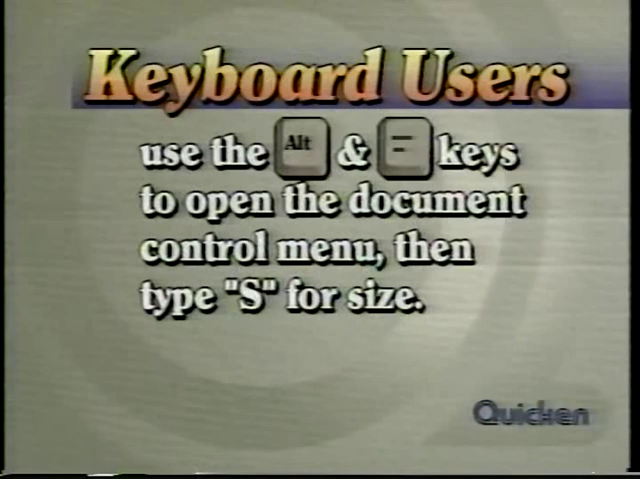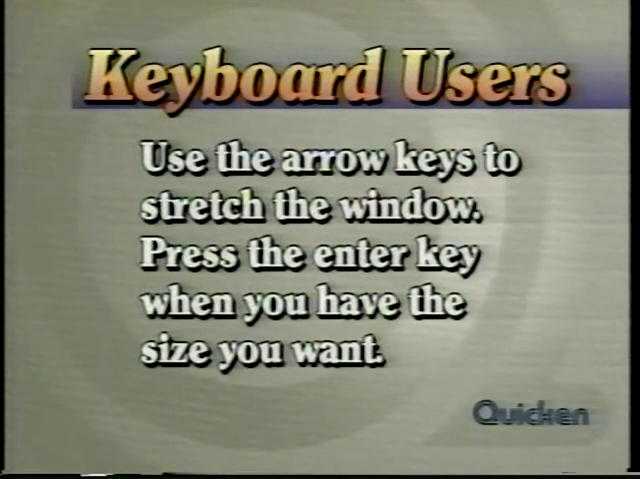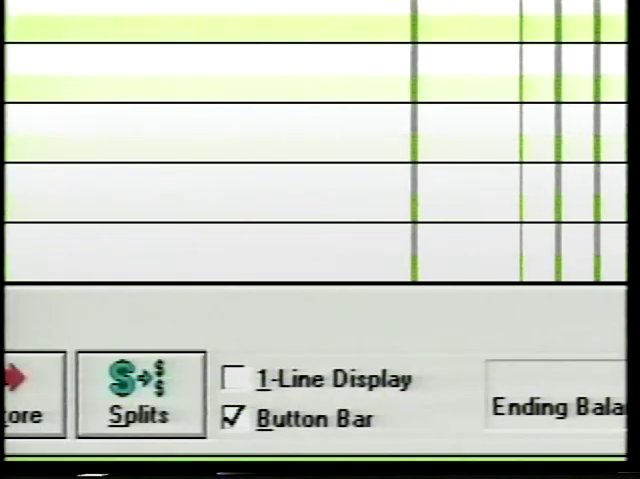Keyboard users use the Alt and hyphen keys to open the document control menu, then type S for size. Use the arrow keys to stretch the window. Press the Enter key when you have the size you want. At the bottom of the check register window for our bank account is a checkbox for One Line Display.